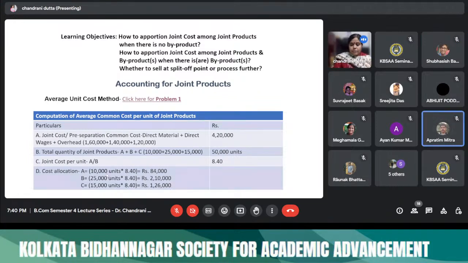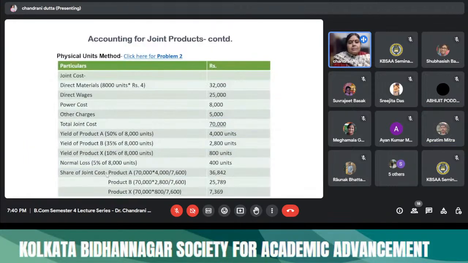Okay. Yes, ma'am. Okay, so the next method is, if you see, the name of the method is physical units method.